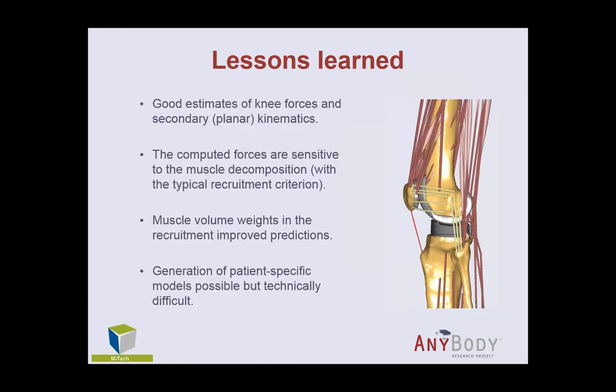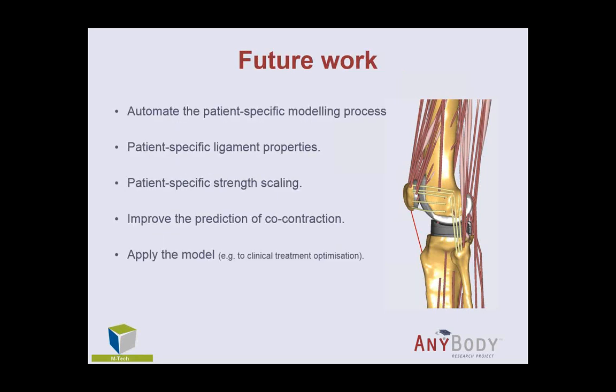Okay, so what did we learn from this exercise? We saw that we got good knee forces and also secondary, of course, only planar kinematics in this particular case because we only had single plane fluoroscopy. We also saw that the computed forces are sensitive to the muscle decomposition, as also reported by Klarbring and Holberg, and this is with the typical recruitment criterion. Then when we introduce these muscle weights, so the weight that is the volume of the muscle in the prediction, we actually got much better prediction for both trials.